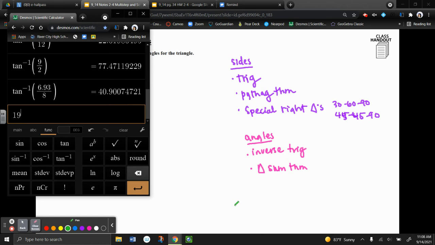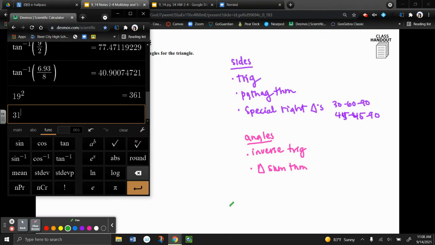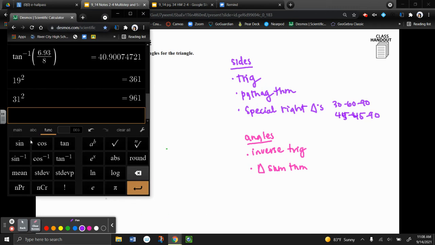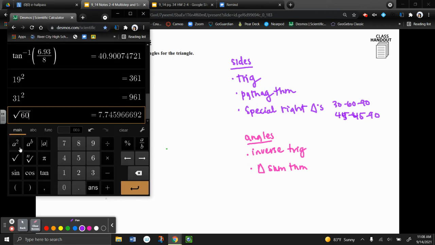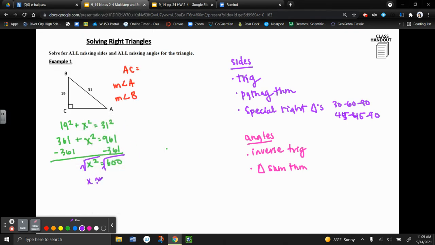So 19 squared is 361. 31 squared, 961. And then we're going to subtract 361. So x squared is equal to 600. And then to get x by itself, we're going to take the square root. So square root of 600, 24.49. So now we have AC.